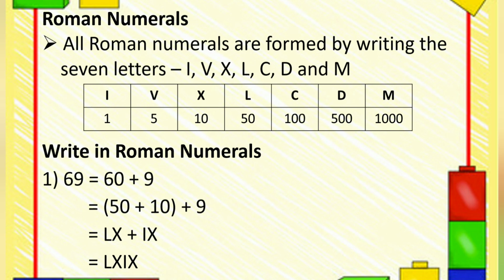Write in Roman numerals. Now 69 is given, you have to write in Roman numerals. 69 is equal to 60 plus 9. We can write it as 60 plus 9 is equal to, now 60 we can write it as (50 plus 10) plus 9. Now what is 50? L and 10 X. So LX plus 9 we can write as IX is equal to LXIX.